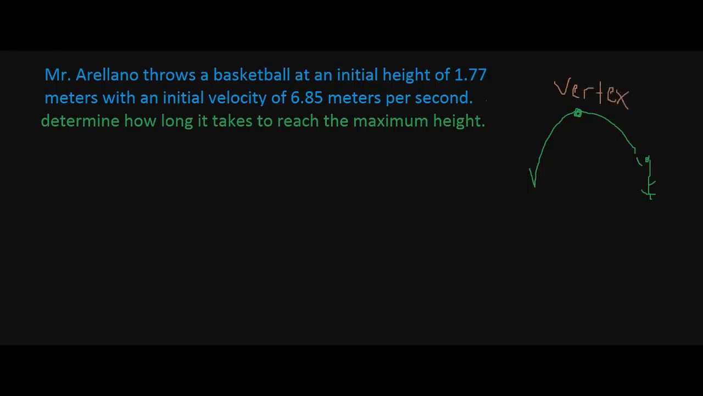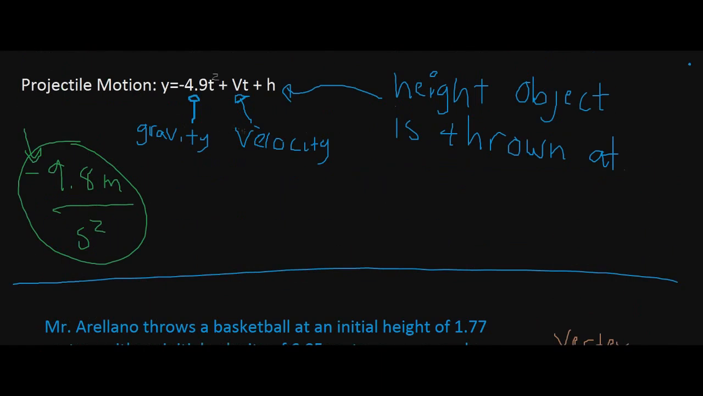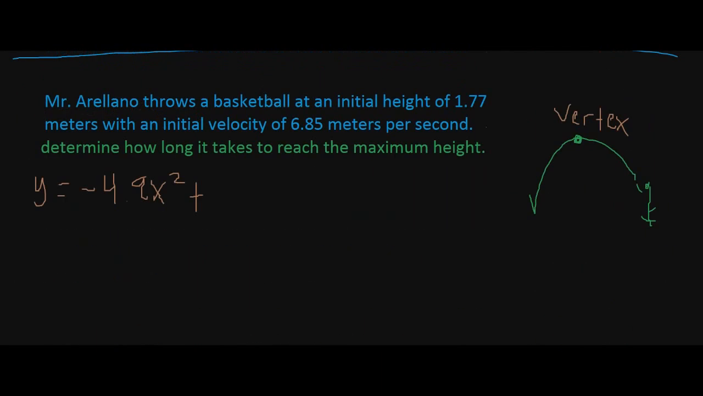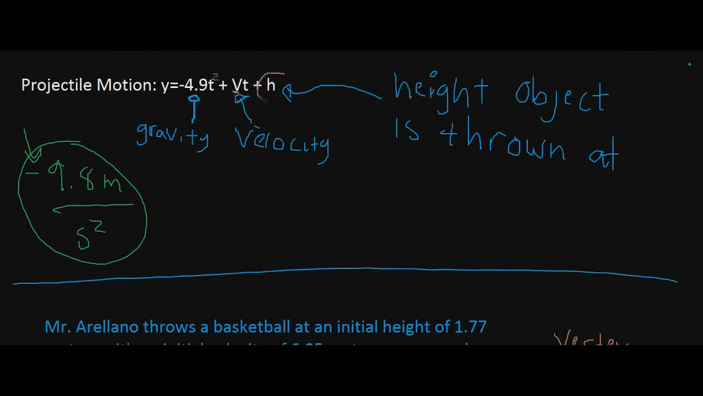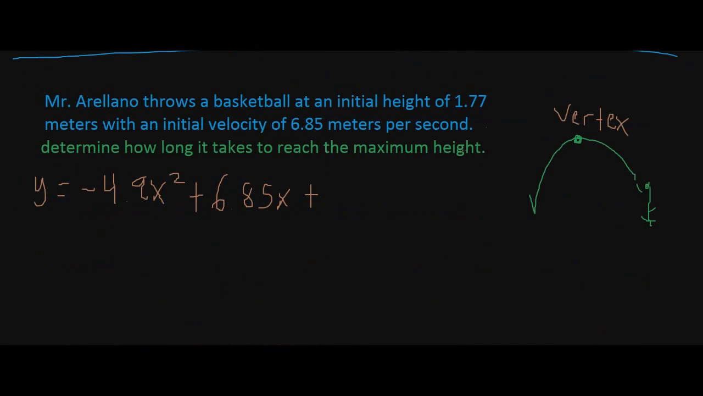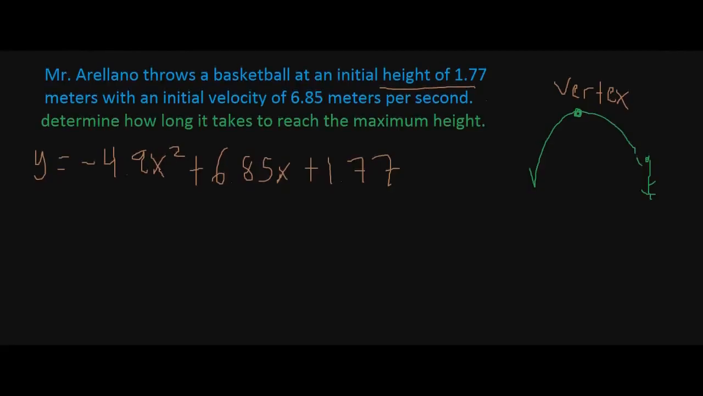That looks like a quadratic equation that's reflected over the x-axis, and the maximum point is our vertex. So when we write our equation, we get y equals negative 4.9 x squared plus, looking back at our equation up here, the number that goes here is our velocity, 6.85x, plus finally the initial height that the object is thrown at, the h, which is the initial height of 1.77.